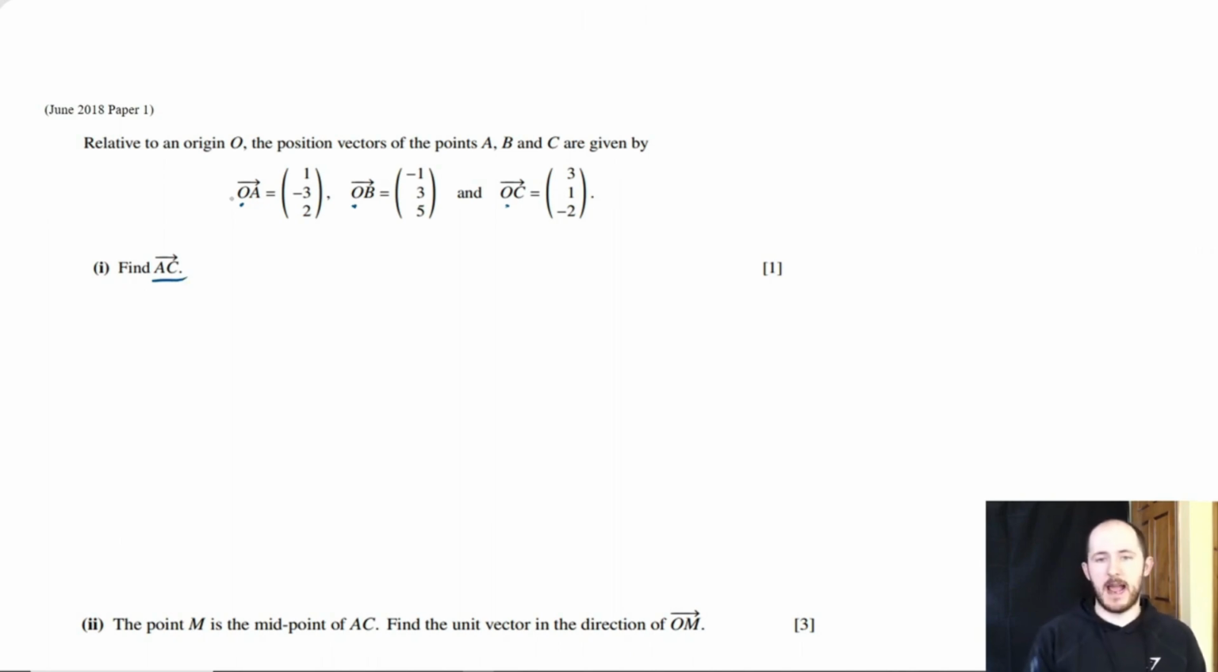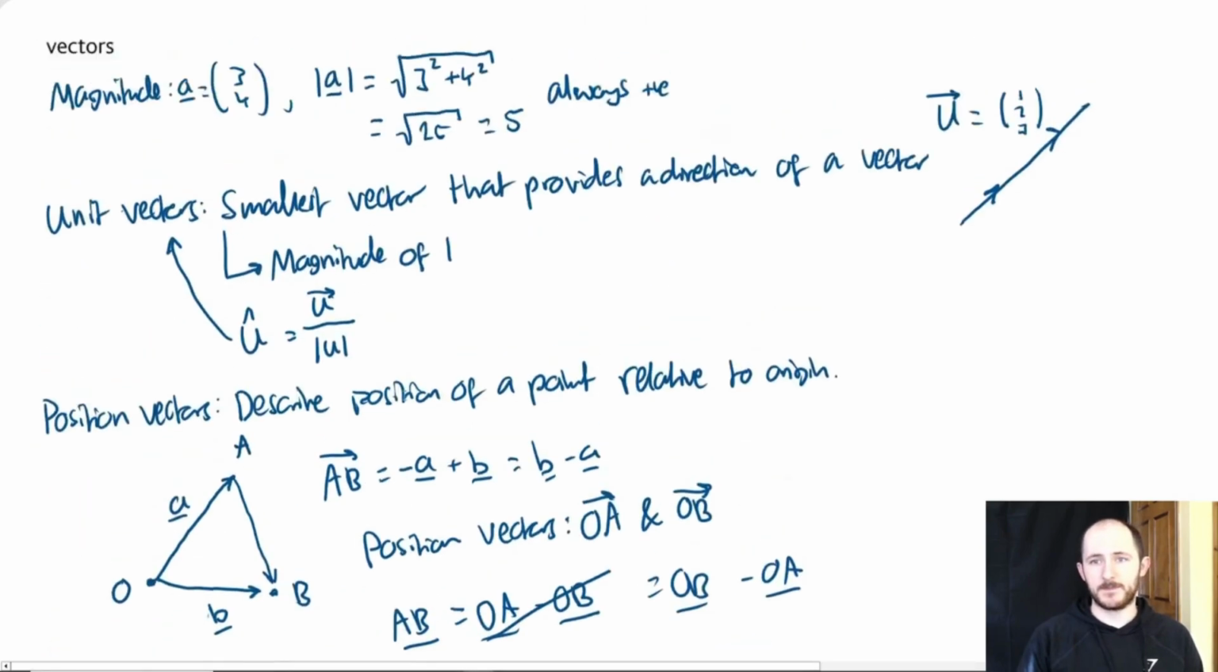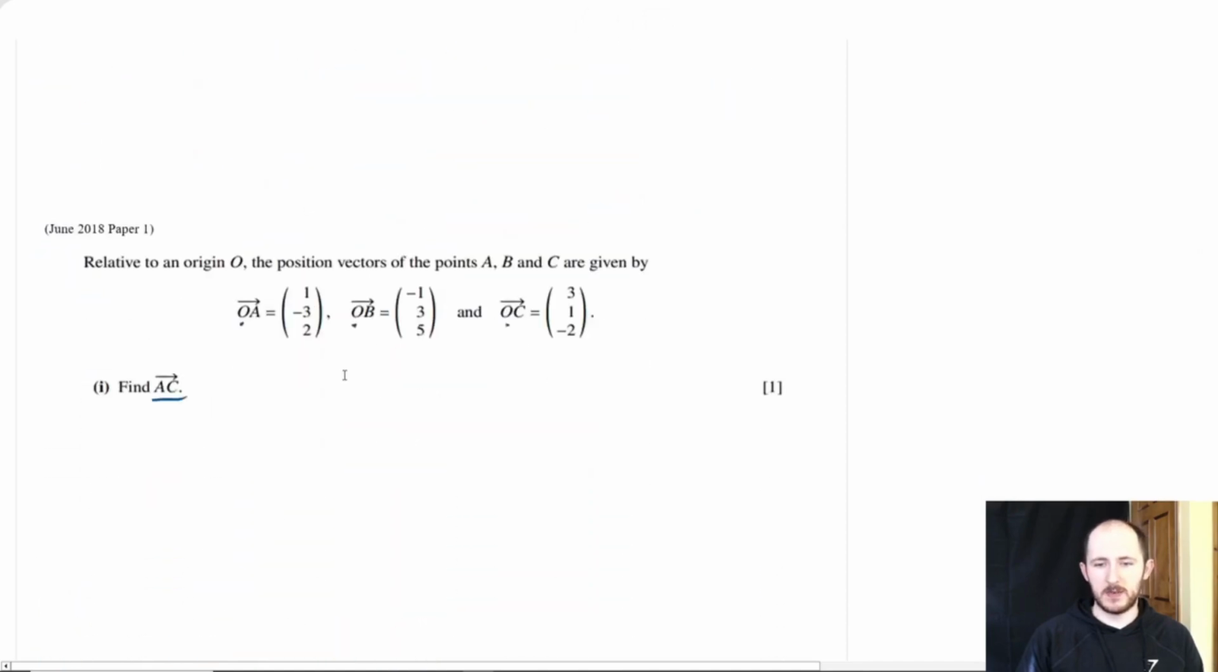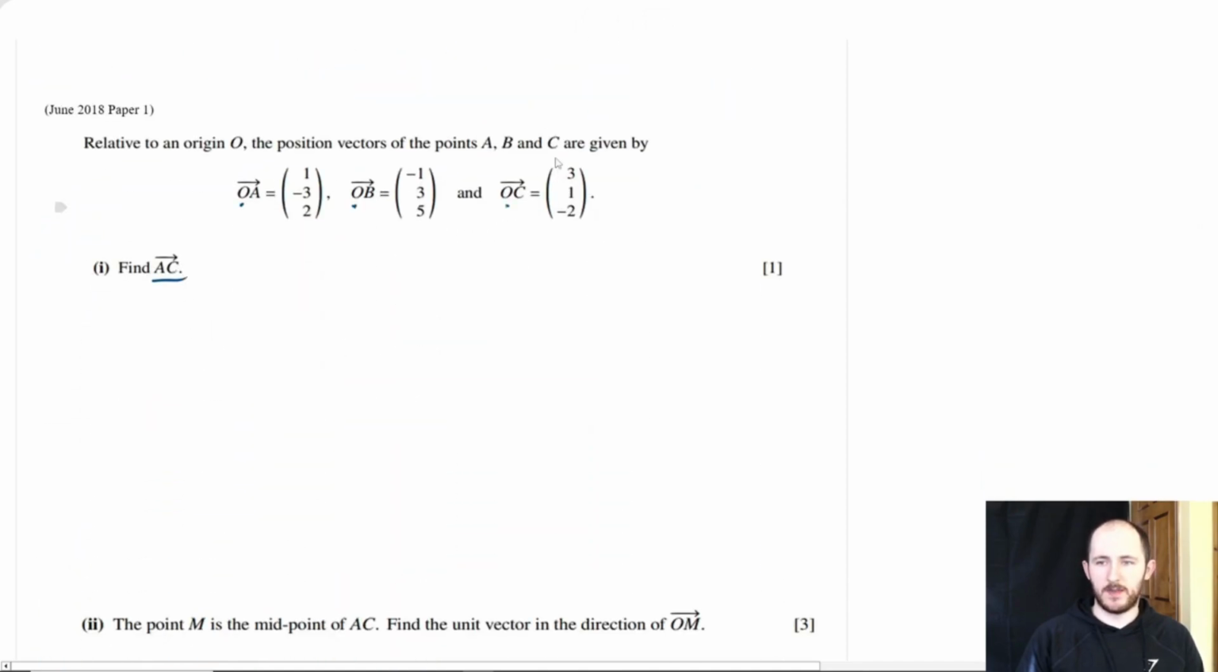So when you're working out AC, if you remember what it looked like geometrically, which was back here, we would put them tail to tail or tip to tip, and we actually subtract one vector from the other. We take the second vector and subtract the first vector from it. So when we do AC, we're taking the position vector for C and subtracting A from it. That's the way I remember it. If you're unsure, you can always draw a little diagram and have a look.